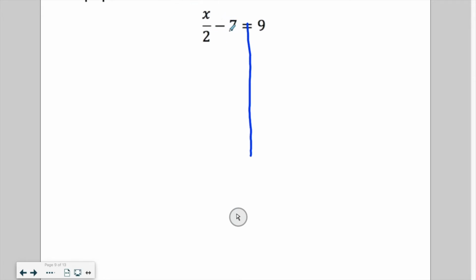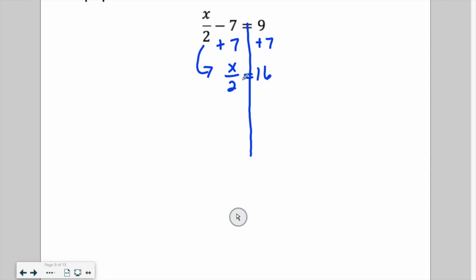And then we're going to do whatever is minus, subtracting or adding. So we're going to add 7, which is the opposite of minus 7, and x divided by 2 we need to drop down. And 9 plus 7 is 16.